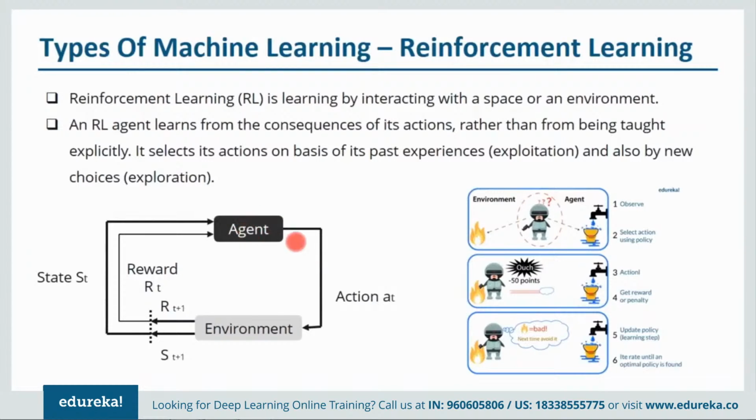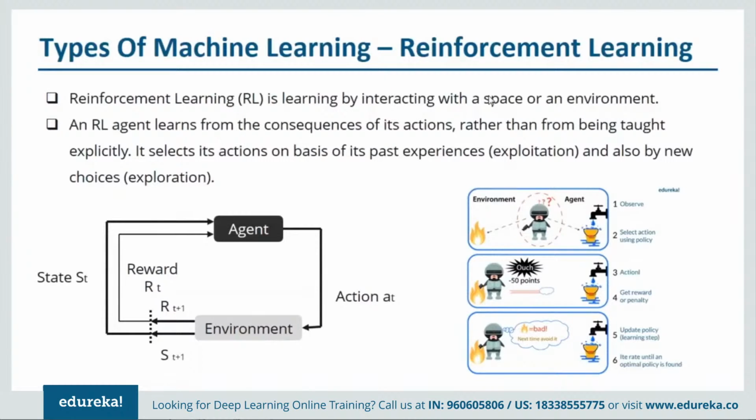Now there's a diagram that is there in front of your screen. So what happens is you have an agent, all right, that agent performs some action. And on the basis of that action, it'll be exposed to some sort of an environment. Now if that action is correct, then it'll be rewarded. But if it is not, then it'll change its choice and it'll again perform some action. So this process will keep on repeating. So this is how reinforcement learning works.